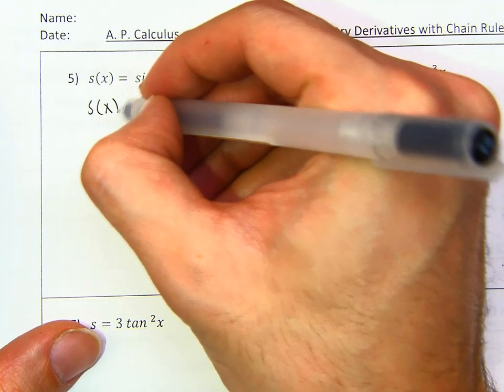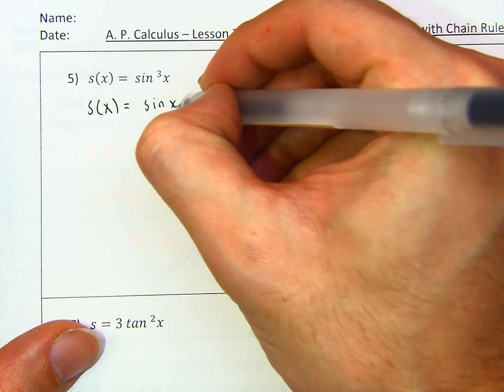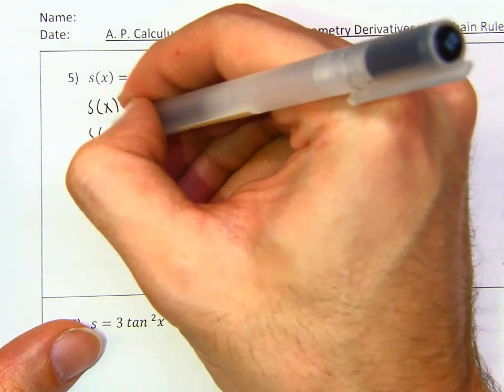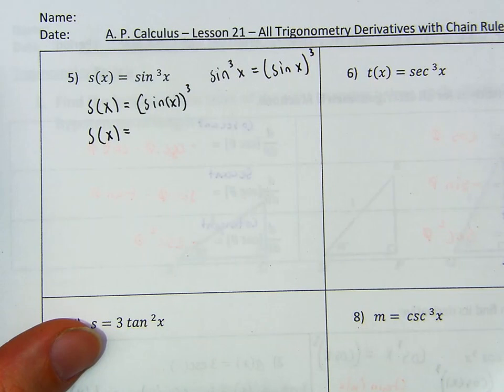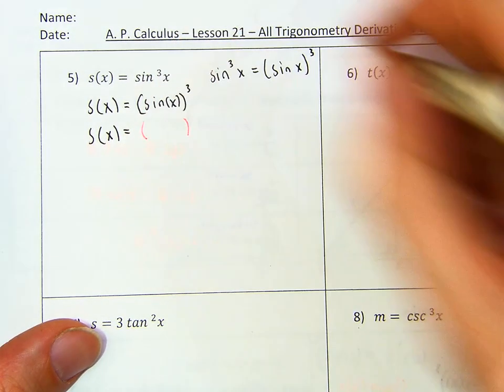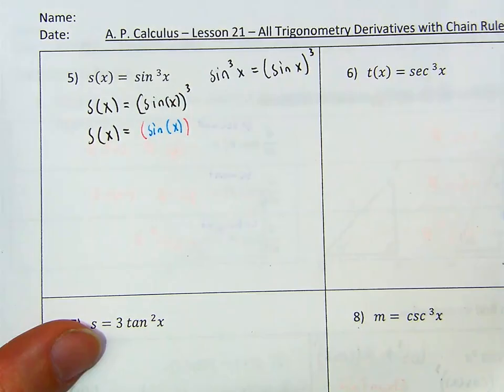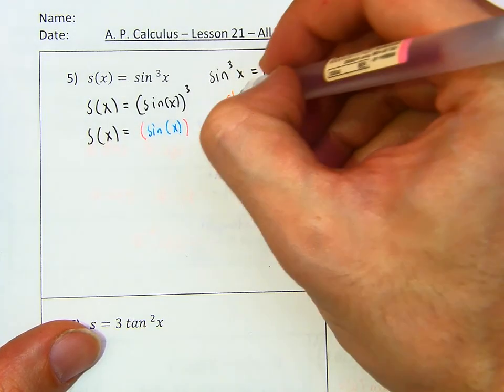So then that's the little trick we're going to do here. We're going to say s of x is equal to sine of x, the whole thing cubed, right? And then once we have this set up, now we're going to use our red and our blue. This is the red, and then this will be the inside, which represents the blue. And notice that we are using a chain rule.